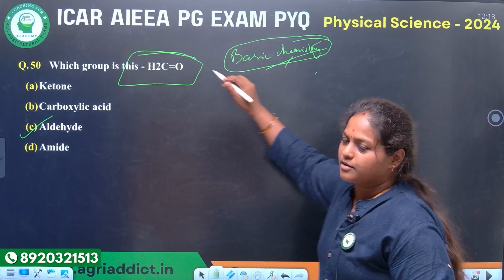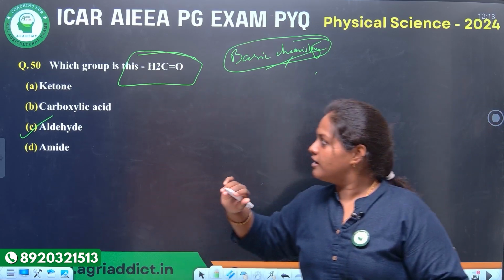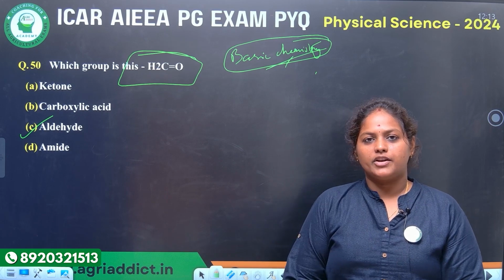So we have reached a total of 50 questions out of 120. This is part 1 of the JRF 2024 paper.